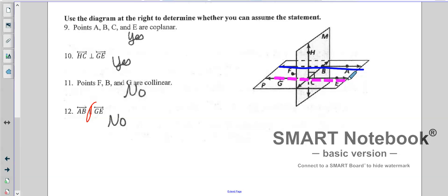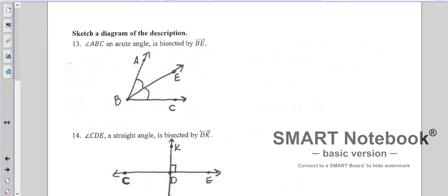And we do not have symbols, which are little solid triangles like this, saying that these are parallel. So the answer is no. We cannot assume. All right, almost done.